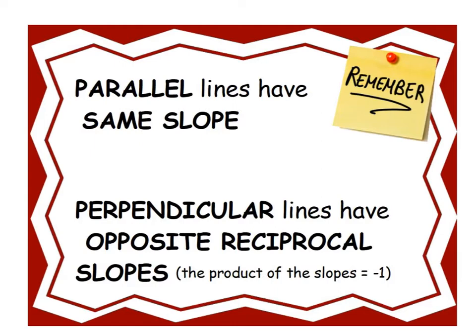I don't know if you want to clutter yours up right here. Maybe you do. If you look at that previous example, we had a -3/2 and then a +2/3. If you multiply those, the product means you multiply them, it's going to equal -6 over +6, which is -1. That will always happen if they're perpendicular. When you multiply their slopes together, you get a -1.